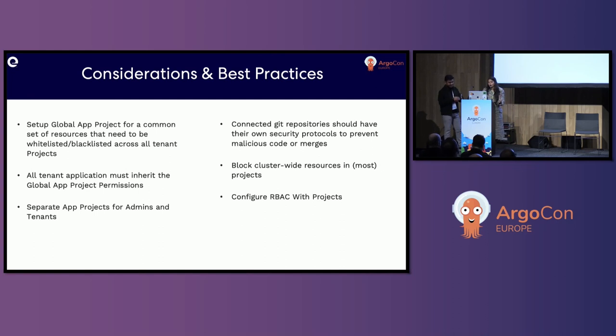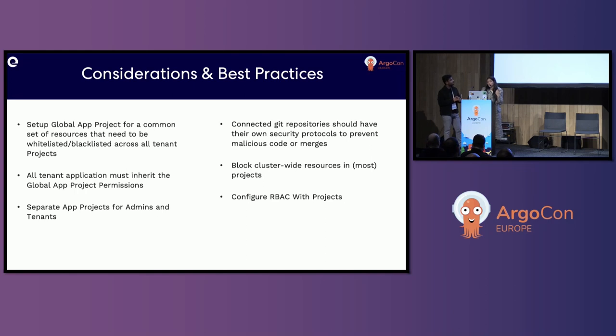A few more best practices for you. Establish a global app project for shared resources, ensuring consistent control across all tenant projects by whitelisting or blacklisting necessary items. All tenant applications should inherit permissions from the global app project, maintaining uniform access rules for a seamless multi-tenant experience. Always maintain a clear separation by having distinct app projects for administrators and tenants. This would ensure the right levels of control.